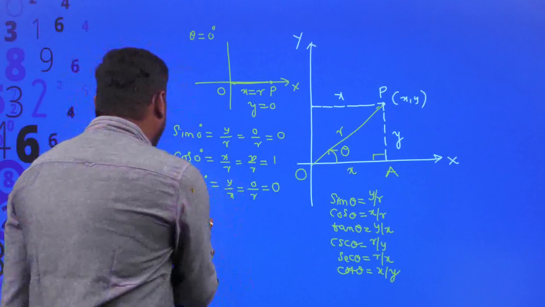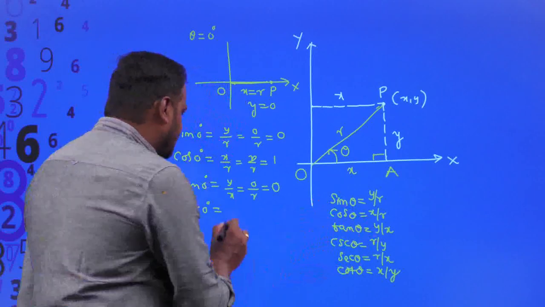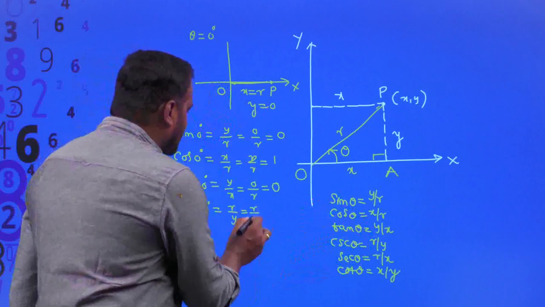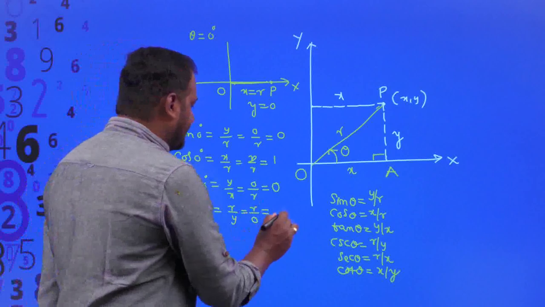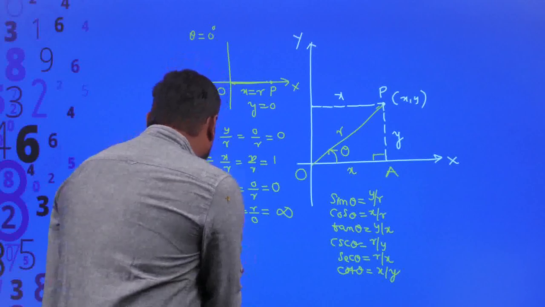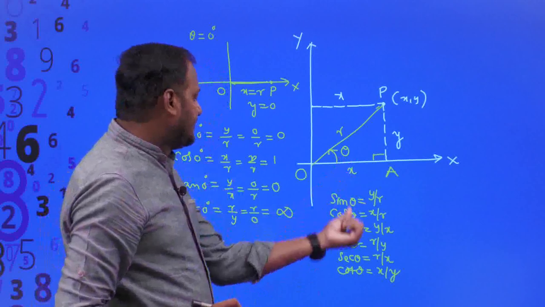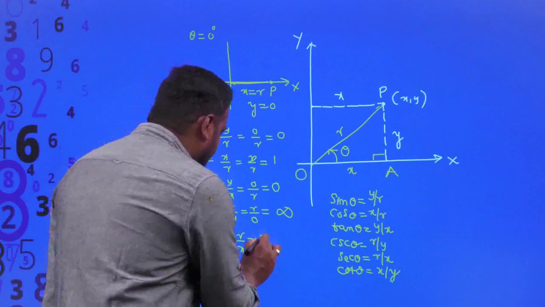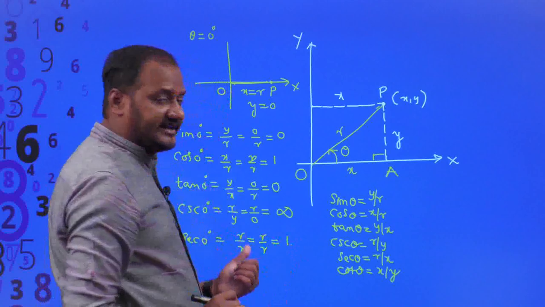And coming to cosecant, cosecant 0 degrees is equal to, what is the definition of cosecant theta? R divided by Y. So R divided by Y is R divided by 0. Division with 0 is not defined, so R divided by 0 is undefined, right? And after cosecant, coming to secant 0 degrees. So secant 0 degrees is equal to, what is secant theta? R divided by X. The value of R is R and X is also equal to R, R by R is equal to 1. So that is the value of secant 0 degrees.